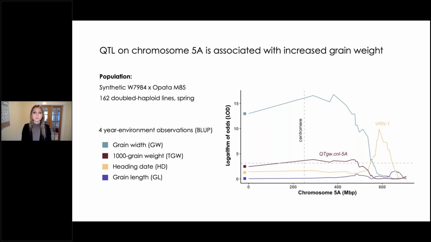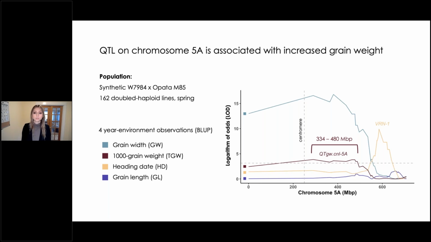And here's a graph of the QTL peaks. On the x-axis is the physical map of chromosome 5A, and the greater numbers on the y-axis above the horizontal dashed line mean more significant associations between the given marker and phenotype. And the phenotypes that we're considering here as they're ordered on the plot are grain width, 1000 grain weight, heading date, and grain length. And these phenotypes were summarized as best linear unbiased prediction values, or BLUPs, so that we could consider their variation across years and environments. And as we can see on the plot, there are significant and overlapping peaks for both grain width and grain weight, as well as the previously characterized vernalization gene VRN1 associated with heading date.